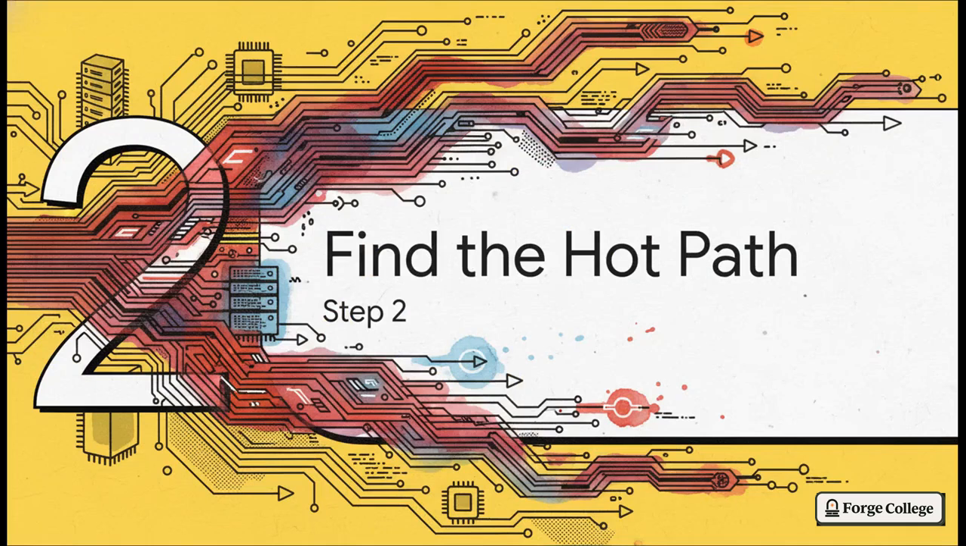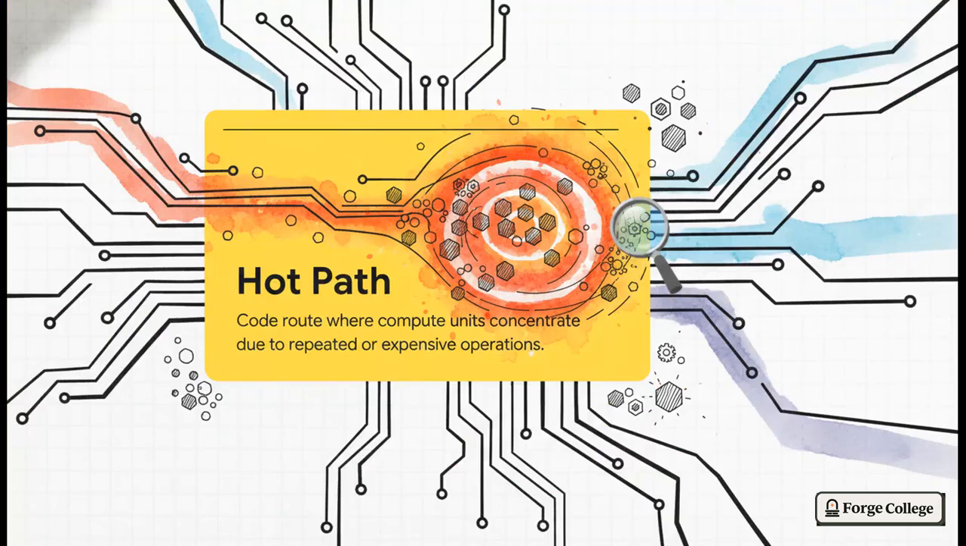Moving right along to step 2, finding the hot path. Now that we have our baseline data securely logged, we need to map the profiler's raw data directly back to our source code. We are looking for the exact lines of code where our precious compute budget is draining away. We're hunting for the hot path. Think of the hot path as our primary suspect. It's the specific execution route in your code where compute units concentrate the absolute most. This is usually caused by repeated actions or unnecessarily expensive operations. Basically, it's the mechanism creating the most friction in your application, and therefore it's our biggest opportunity for massive savings.